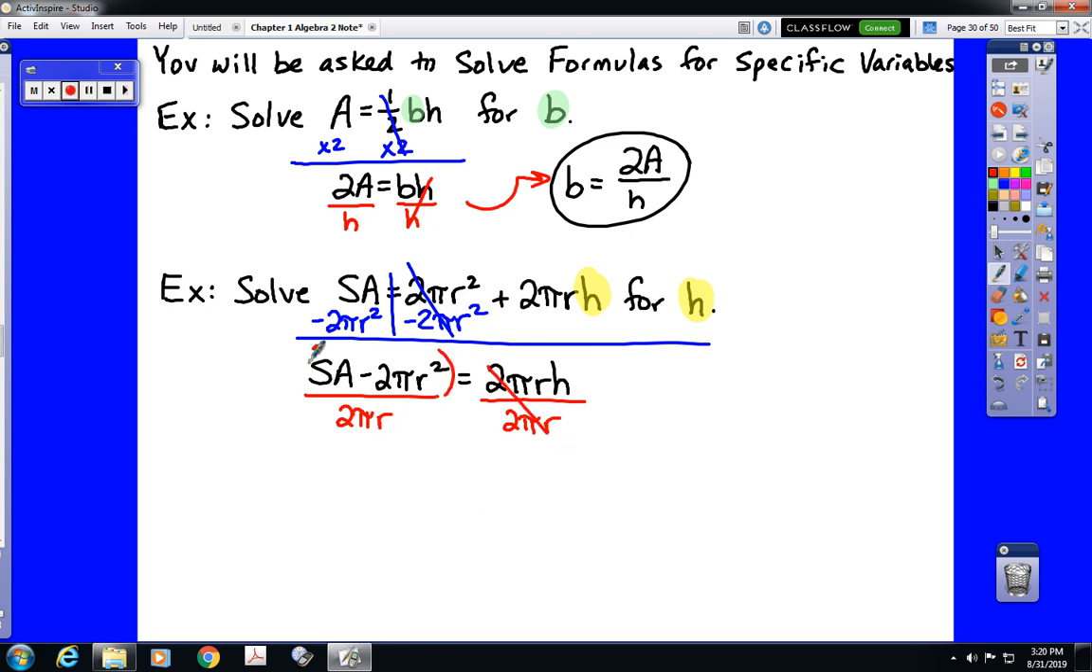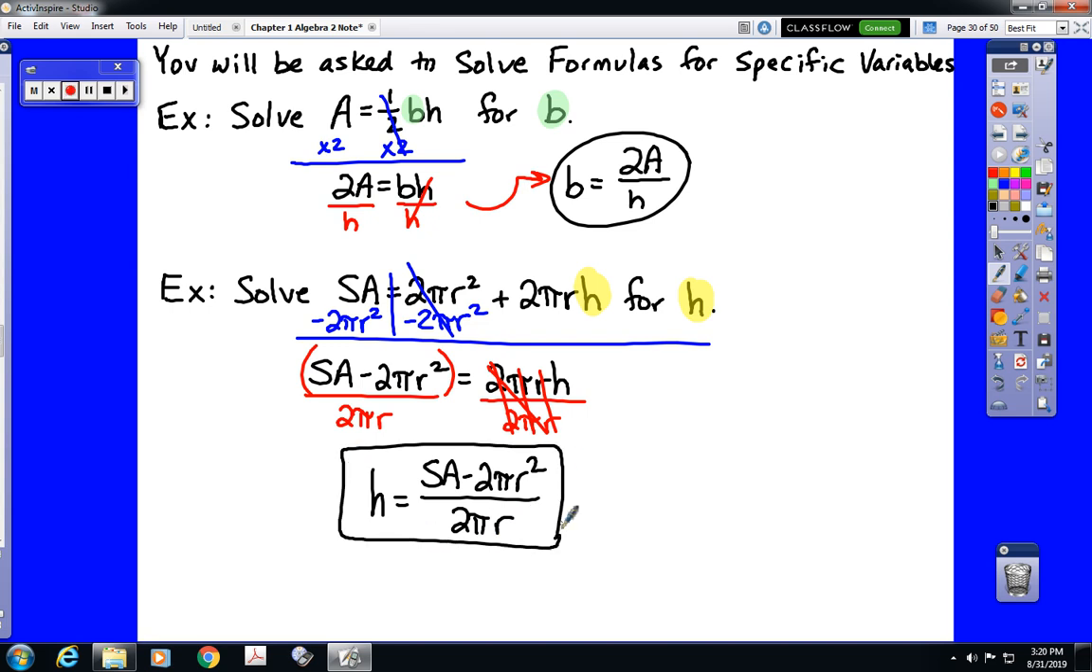Now keep in mind that the top of that is protected, so you can't go and do anything like canceling 2's or pi's or r's. That's not allowed. Okay? The 2's cancel, the pi's cancel, the r's cancel. So we are left with h is equal to the surface area minus 2 pi r squared all over 2 pi r. All we're doing is rearranging the equation using our rules for equations to isolate whatever variable they ask us to isolate.